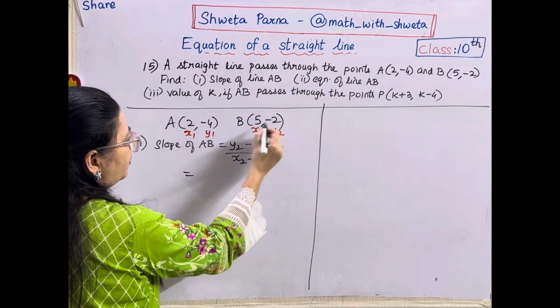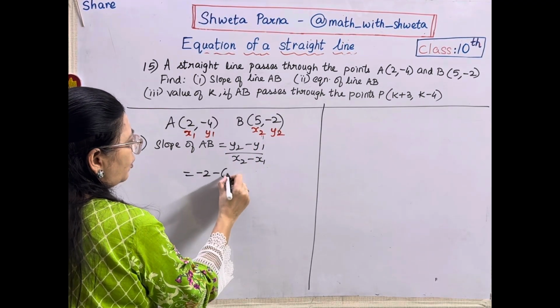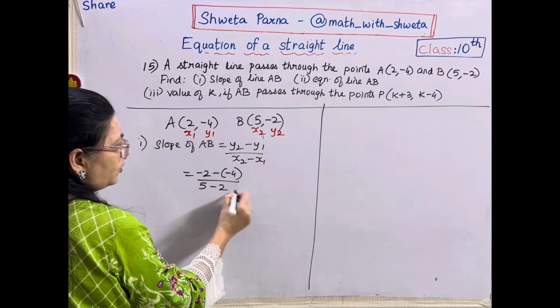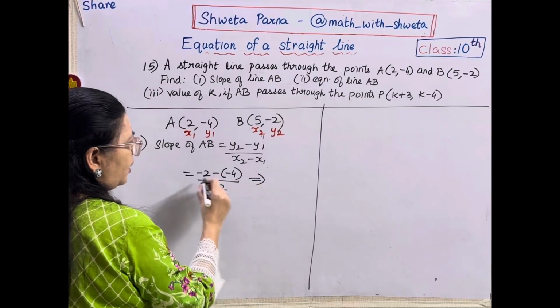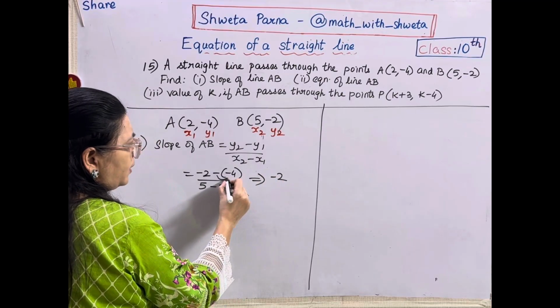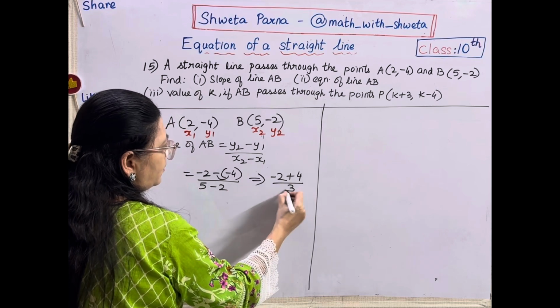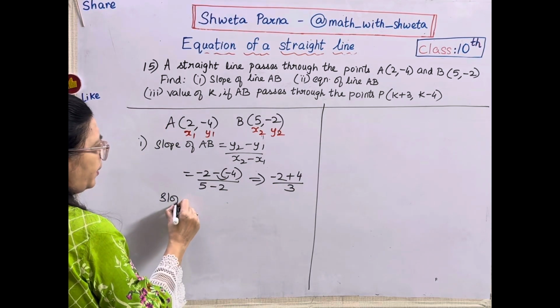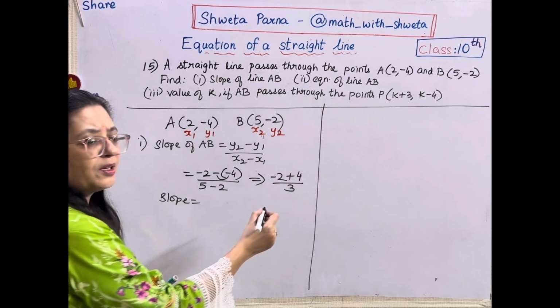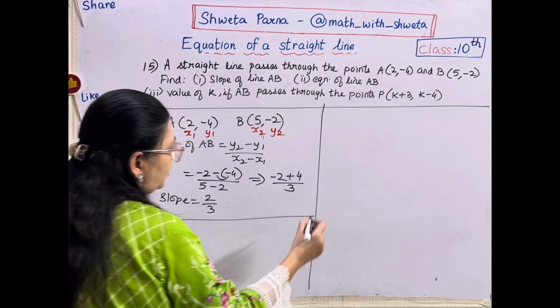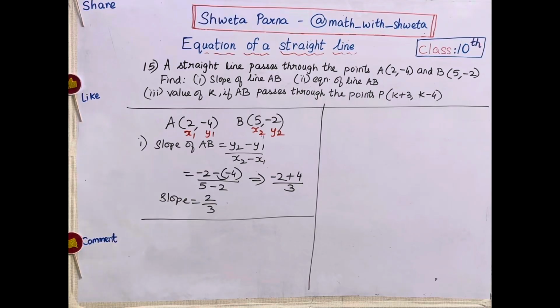So this will become minus 2 minus of minus 4 upon x2 is 5 minus 2. So this will become minus 2, minus into minus will become plus 4 upon 5 minus 2 is 3. So the slope will be minus 2 plus 4 is 2, 2 upon 3. This is the first part, first answer of the sub question.